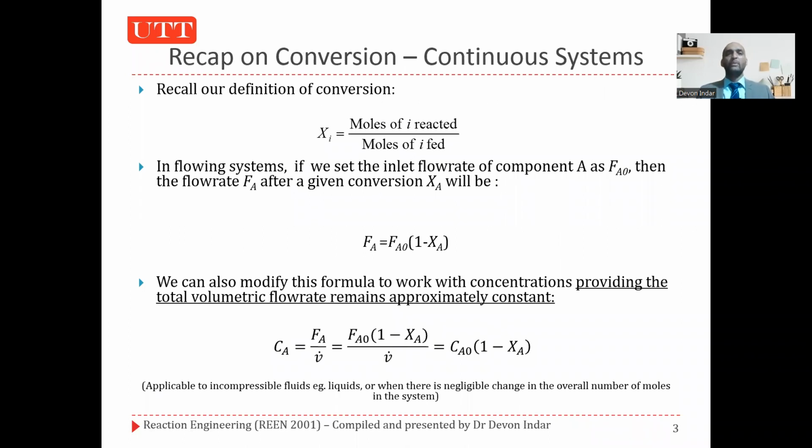You'll also need to remember your definition of conversion. From your material and energy balancing courses, you probably would have come across conversion as moles reacted over moles fed. In flowing systems, we typically give an inlet flow rate, in this case for component A, as FA0, and the outlet flow rate as FA. Then we can make the flow rate of component A at the outlet a function of conversion. The outlet will just be the inlet minus the moles reacted.